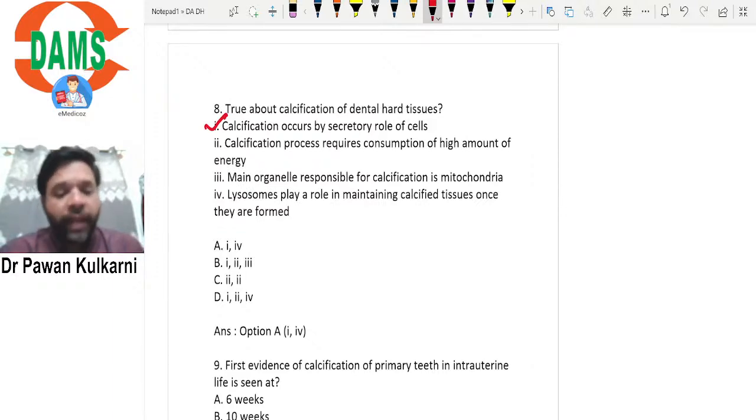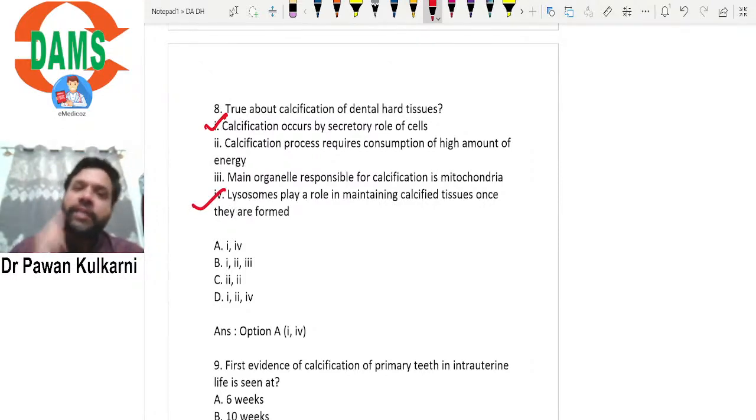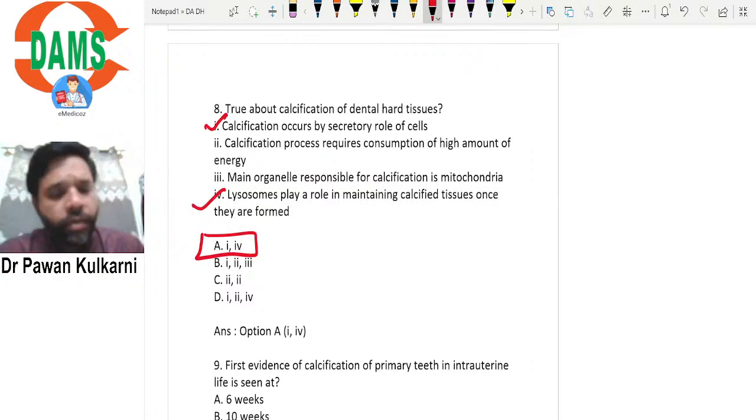Okay, and a very important organelle required for that is lysosomes. Lysosomes help in maintaining this calcified tissue. So for dental hard tissues, always remember that the important organelle here is lysosomes, not mitochondria. Mitochondria has no role. So 1 and 4 are correct. So the correct option will be option A. It has nothing to do with the mitochondria.